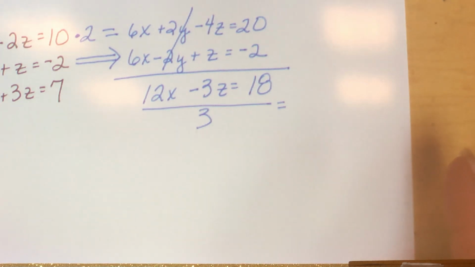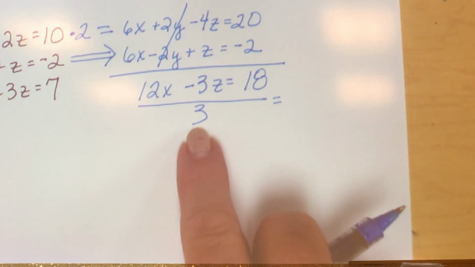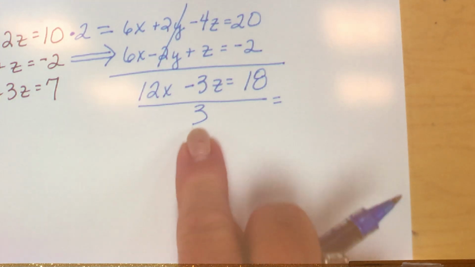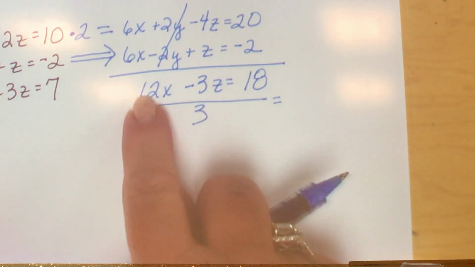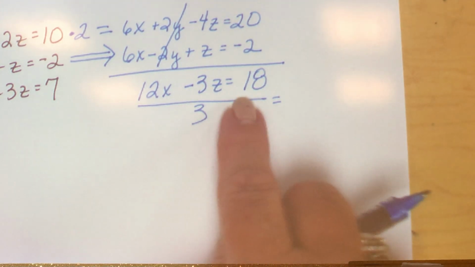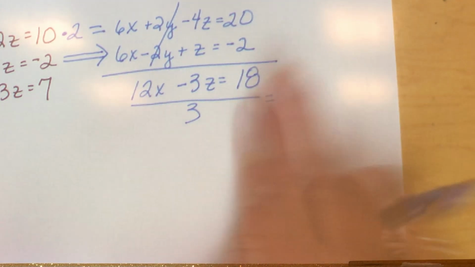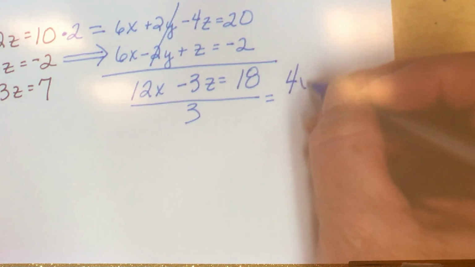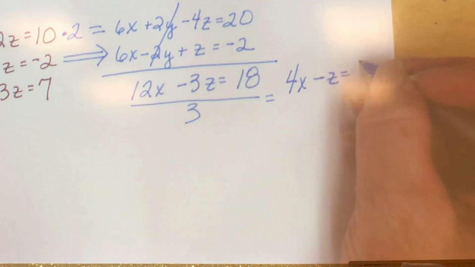Keep going. If your equation can reduce, then I would reduce it. You don't have to. Y'all, listen to me. You don't have to reduce it. If you reduce it, you're just keeping your numbers smaller. You can work with big numbers, you're big kids, okay? So it becomes 4x minus z equals 6.